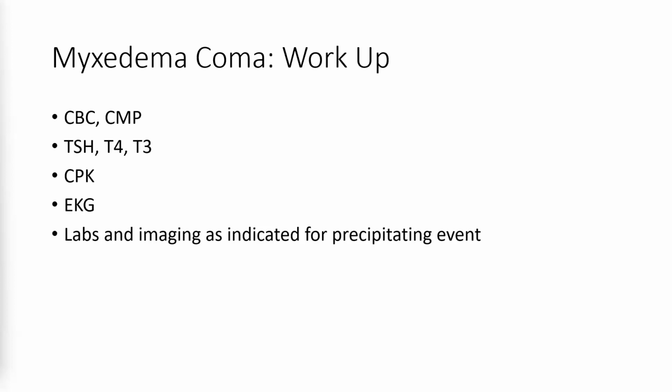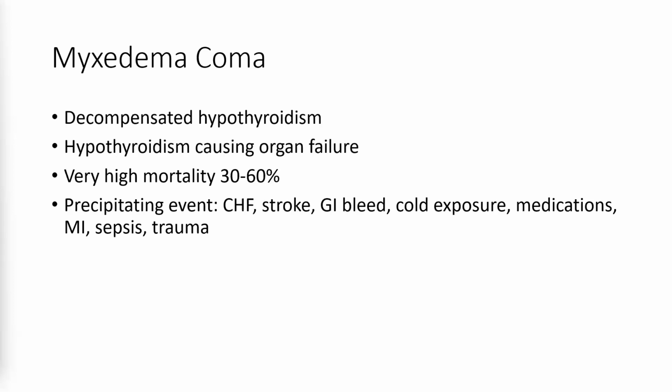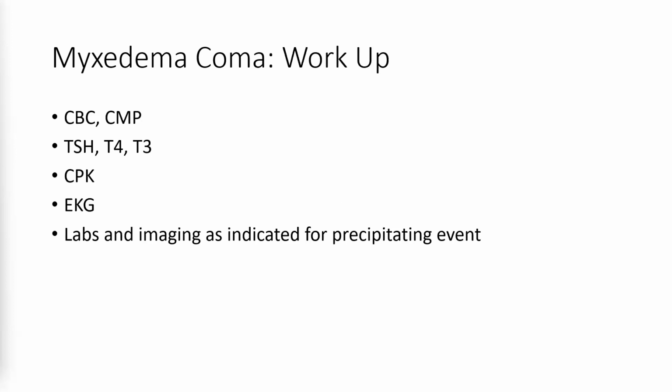The workup of this is pretty similar to the hyperthyroidism here. We want to get basic labs. We want to get thyroid studies, the CPK and EKG. And again, there's a lot of different precipitating events, right? Like CHF, stroke, GI bleed. We want to make sure that we're working up those conditions as well, in addition to working out why they have myxedema.